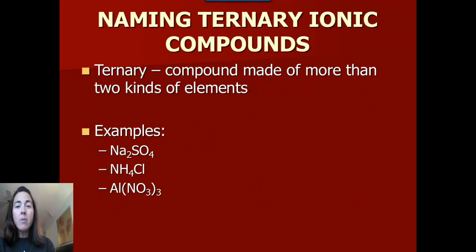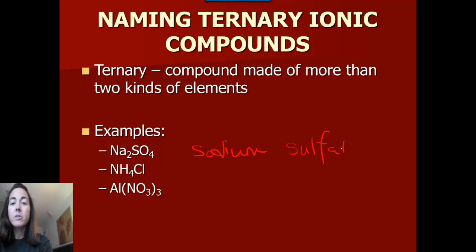Now these ternary compounds that have more than two kinds of elements are still going to be named positive ion first, negative ion second. Let's look at these examples. The first one is Na2SO4. Now I know that Na is first, so that's the positive ion, and Na is just sodium, the sodium ion. But SO4 you want to start recognizing as a polyatomic ion. So look that up in your reference packet. You'll find that the name of SO4 is sulfate. So this compound is called sodium sulfate.